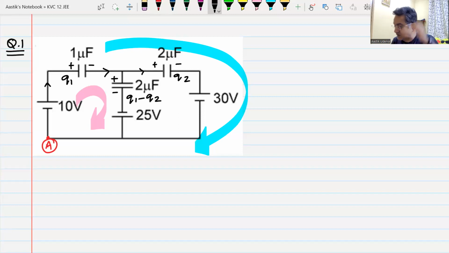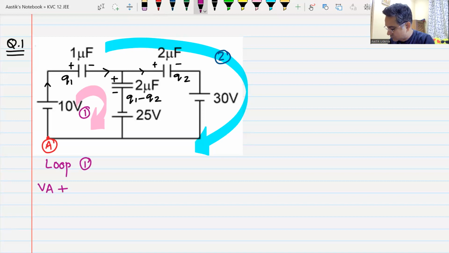Everyone understands the charge distribution? Yes, sir. You just have to make the equations, get the answer, and stay happy. Let me call this loop number one. Let me call this loop number two. What is the equation on loop number one? VA plus 10 minus Q1 minus (Q1 minus Q2) by 2 plus 25 equals VA.